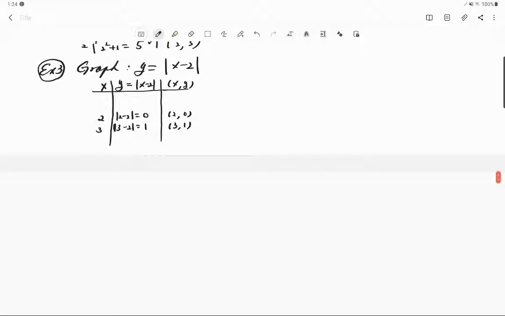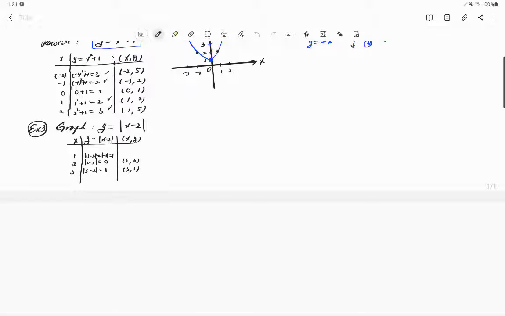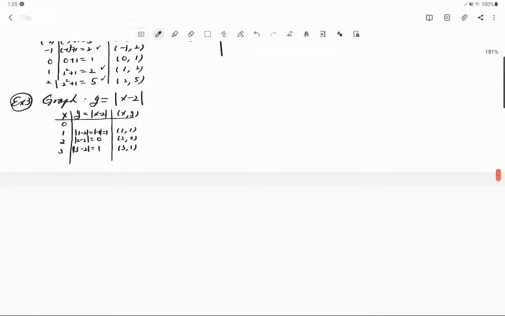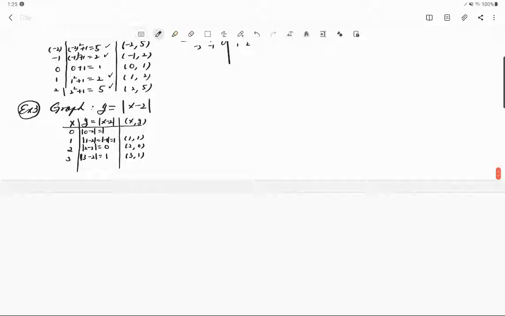Okay, let's try a negative number. Okay, not negative. Let's try 1. So the absolute value of 1 minus 2 equals negative 1, right? That equals 1. So the coordinate is when x equals 1, y is 1. Okay, let's try 0. Then 0 minus 2 is negative 2. The absolute value of negative 2 is 2, right? So when x equals 0, y is 2.